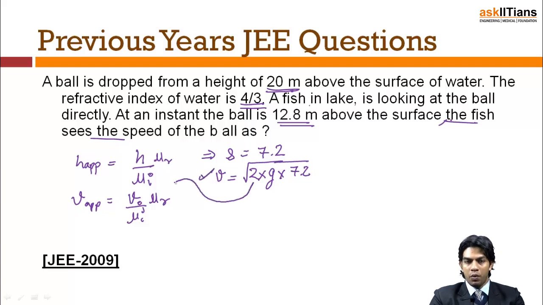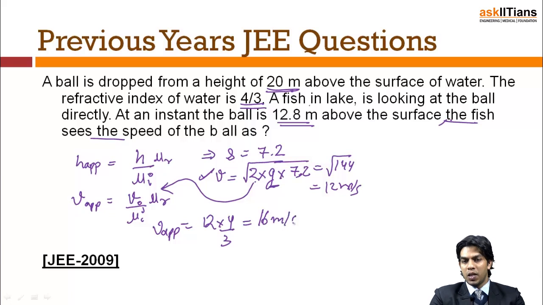If I put in the value of g, 2 into 10, 20, into 7.2 comes out to be 144, so the speed is 12 meters per second. So the apparent velocity will come out to be 12 into 4 by 3, that is 16 meters per second. That's the speed with which the fish sees the ball dropping.